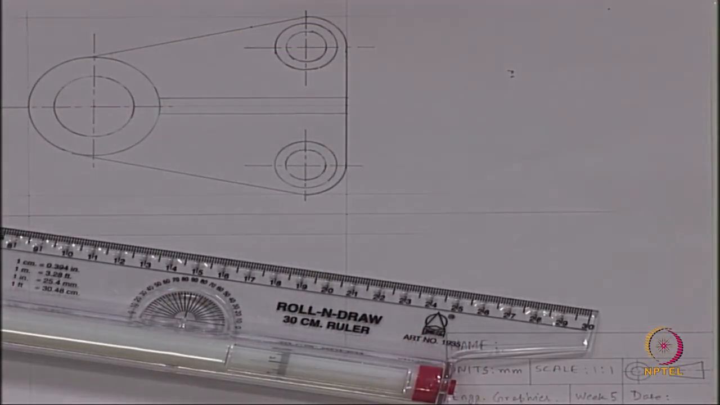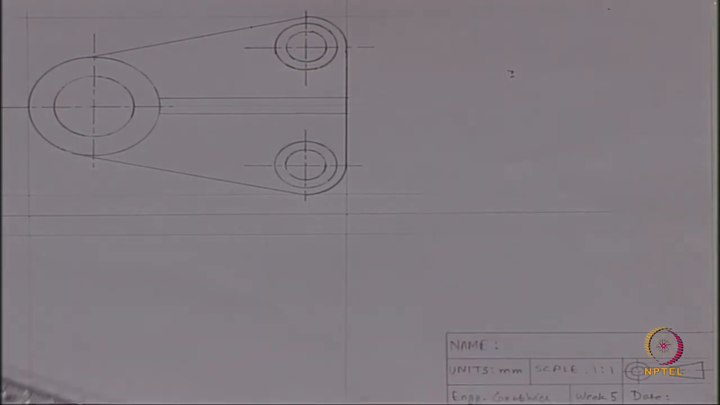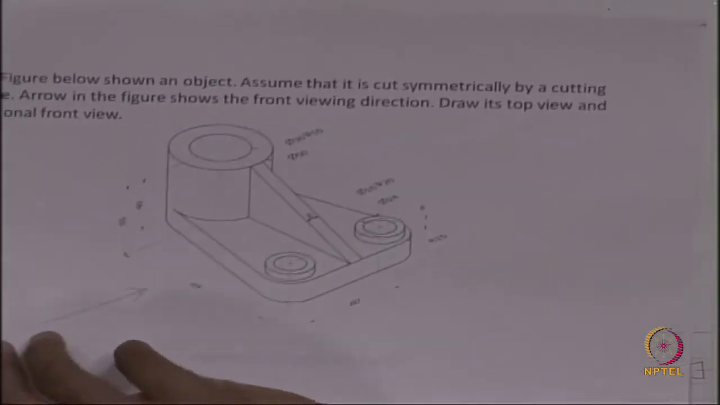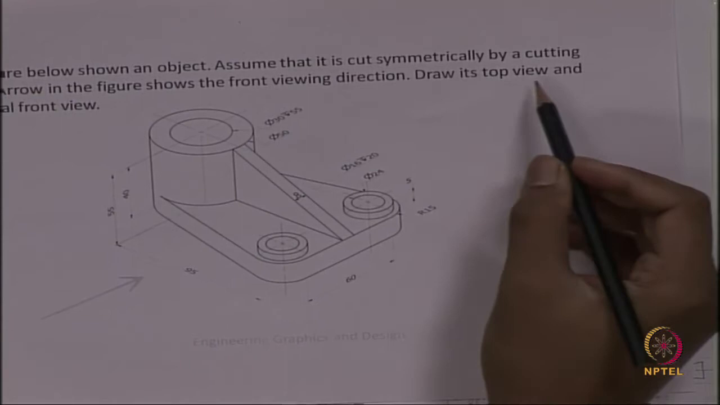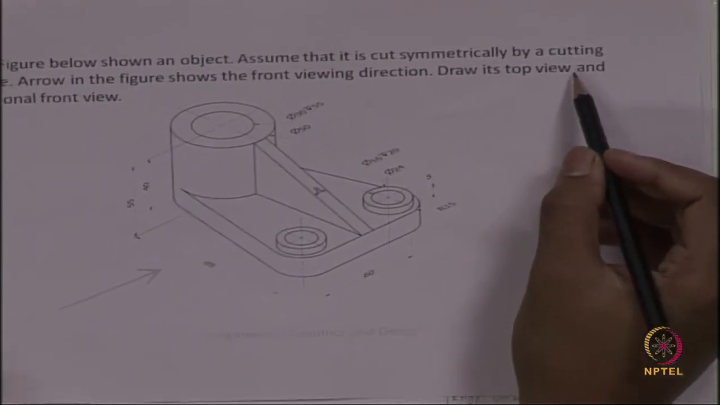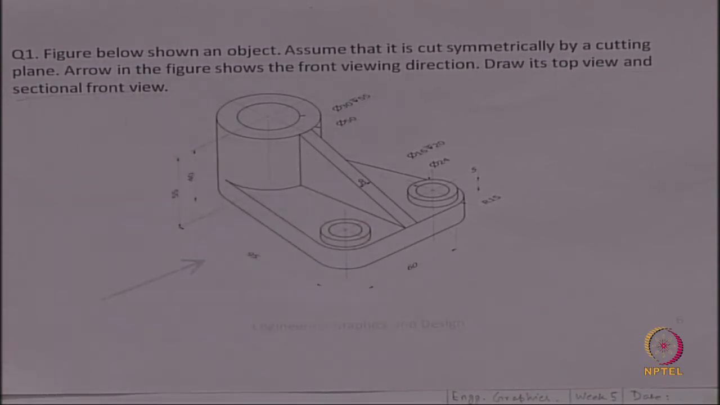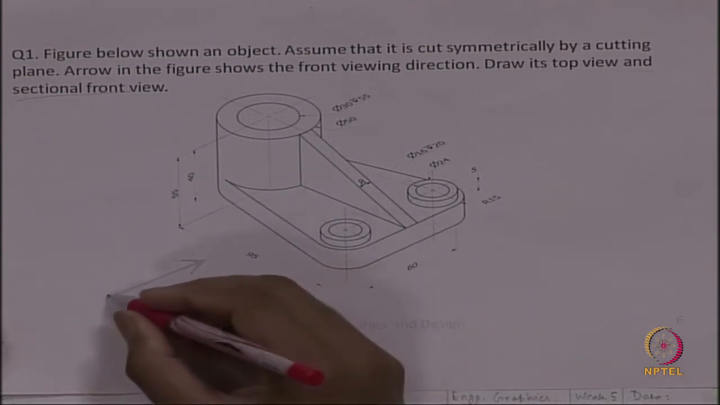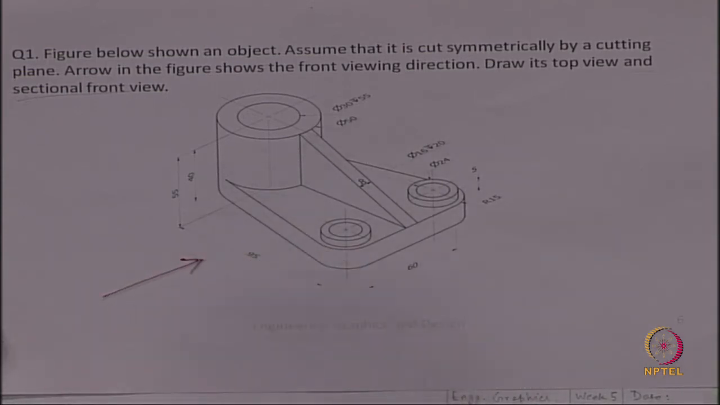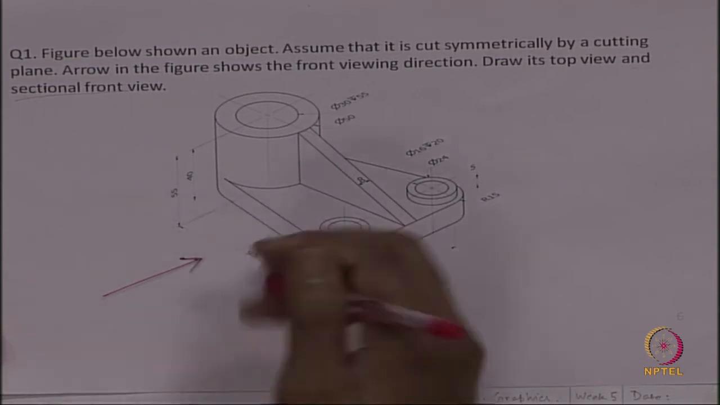So, the top view is completed, but still we have to look at something. If we see the question that it has been asked, draw its top view and sectional front view. So, if we want to draw the sectional front view, what is the front view here? The front viewing direction is this, and front view means we will look from this side.